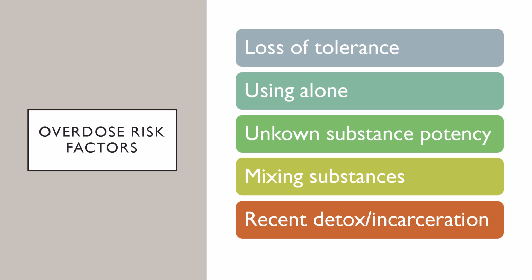Unknown substance potency is also a significant concern, especially with the presence of fentanyl and other synthetic opioids. Clients believe that they're using a certain substance, but the potency may be higher than they expected. And mixing substances, particularly with other depressants, is going to further increase the risk. It creates a compounded effect on the central nervous system, especially their breathing. And recent detox or incarceration is another high-risk period, because during those time periods tolerance decreases, but the client doesn't really adjust their behavior accordingly when they resume use.